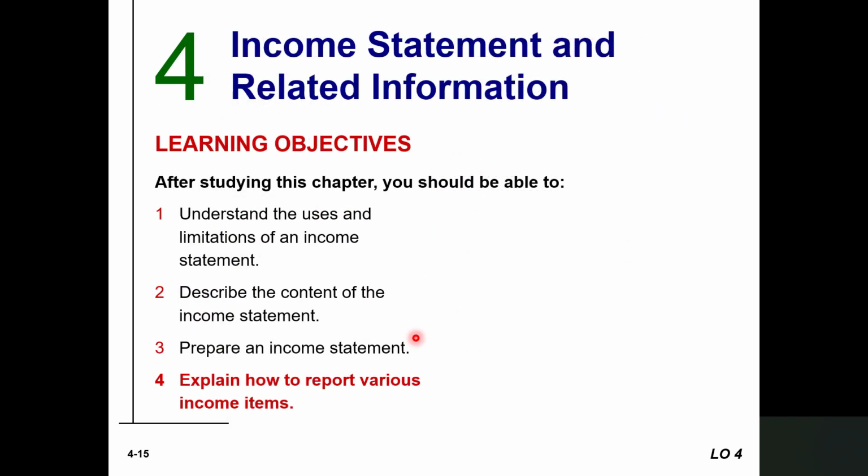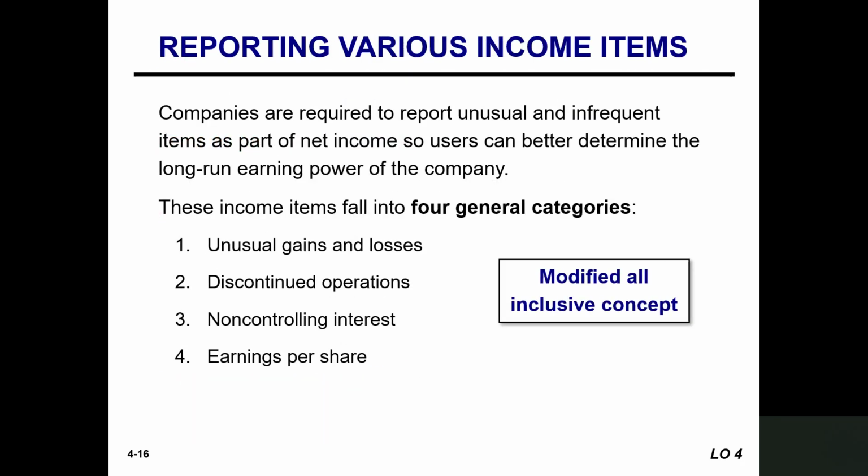So, explain how to report various income items. Companies are required to report unusual and infrequent items as part of income, so users can better determine the long-run earning power of the company. These income items fall into four general categories: unusual gains and losses, discontinued operations, non-controlling interest, and earnings per share.